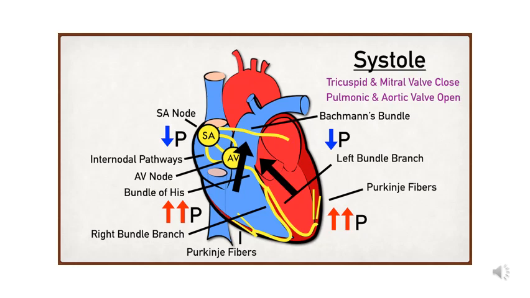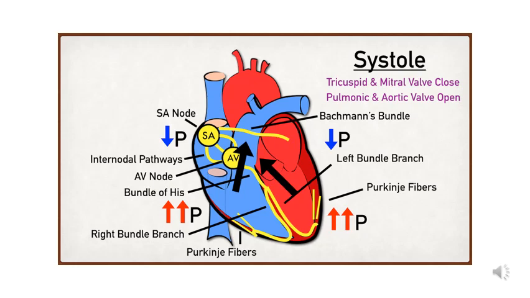Atrial systole: atria contract first, pushing blood into the ventricles. Ventricular systole: then, ventricles contract, right ventricle sends blood to the lungs via pulmonary artery. Left ventricle sends blood to the body via aorta.